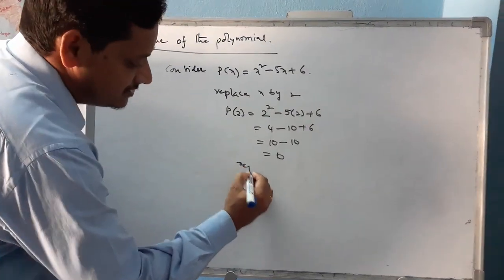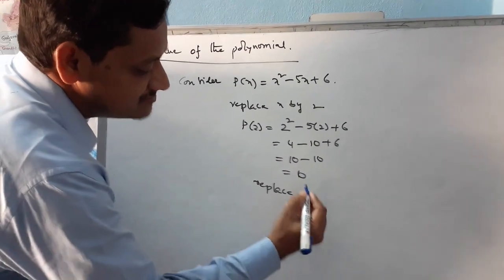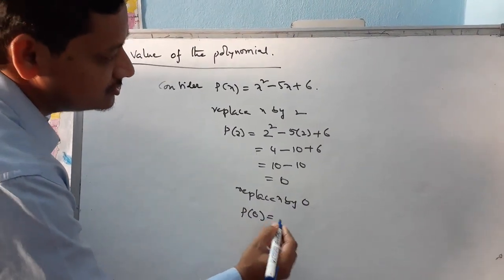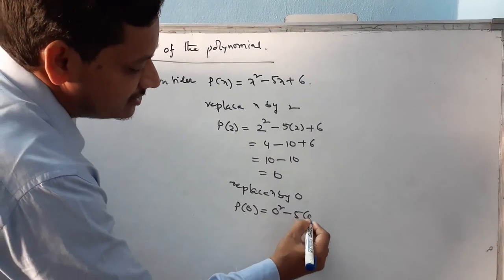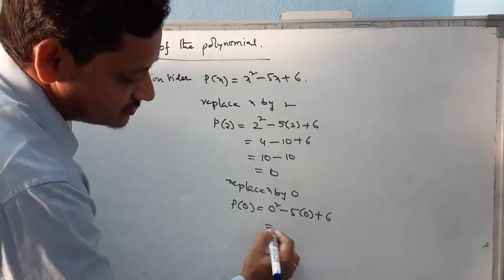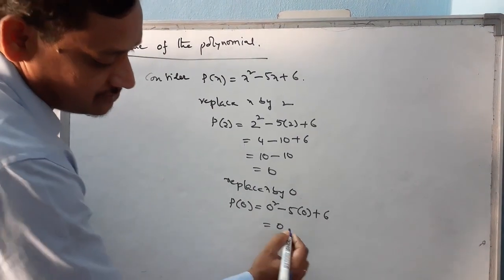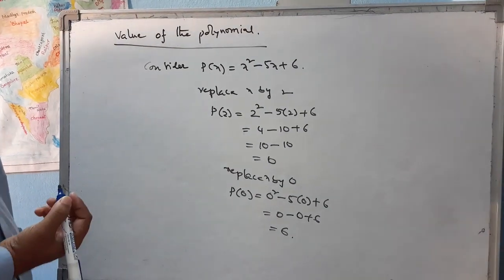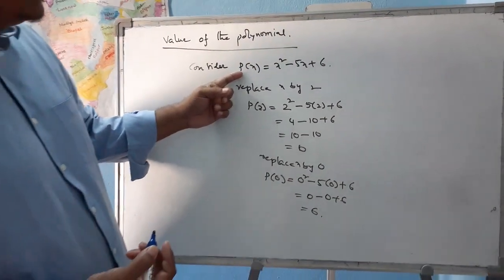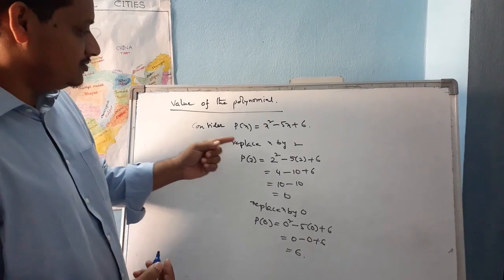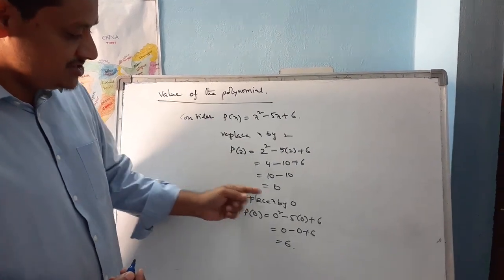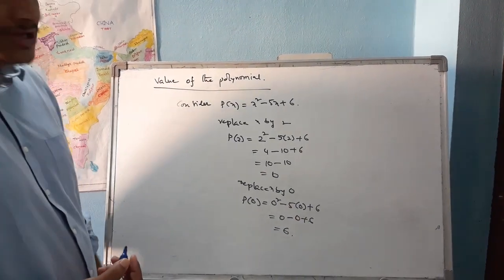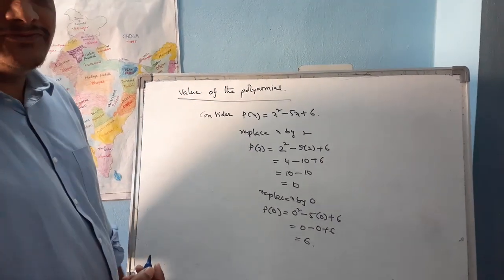Now replace x by 0, then p of 0 is equal to 0 square minus 5 into 0 plus 6. So 0 square means 0, 5 into 0 means 0, plus 6, that is equal to 6. So here we are getting the p of x value. If you replace x by 2, then p of 2 is 0. If you take x equal to 0, then p of 0 equal to 6. So different values give different results.